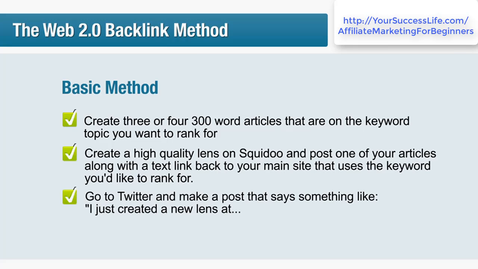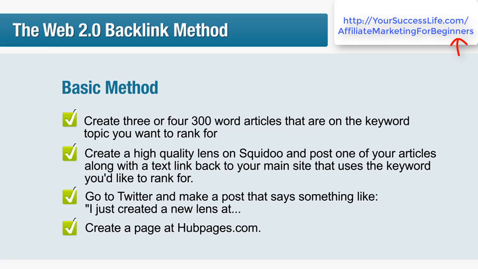Go to Twitter and make a post that says something like, "I just created a new lens at," and insert your Squidoo lens URL. This is to get your backlink spidered. Create a page at hubpages.com. Hubpages describes itself as the leading online publishing ecosystem and is in fact very similar to Squidoo. The benefit of Hubpages, however, is that it gives you more tools to monetize your page and doesn't require the same amount of profit sharing as Squidoo.